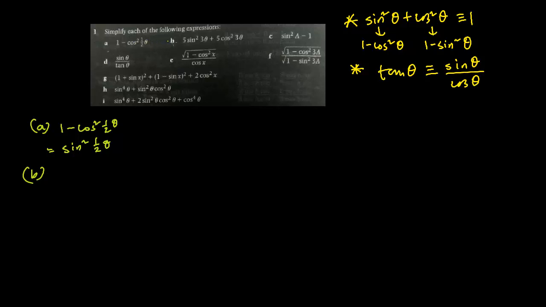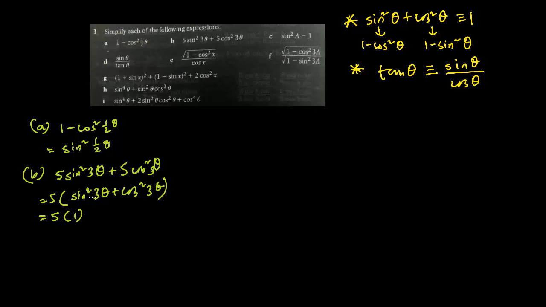Question number B. 5 sine squared 3 theta plus 5 cos squared 3 theta. If 5 is taken common, it becomes sine squared 3 theta plus cos squared 3 theta. Now the identity is, if both have the same angles, they're identical to 1. So we can write 5 into 1, sine squared any angle plus cos squared that angle together is 1. So the answer is 5.